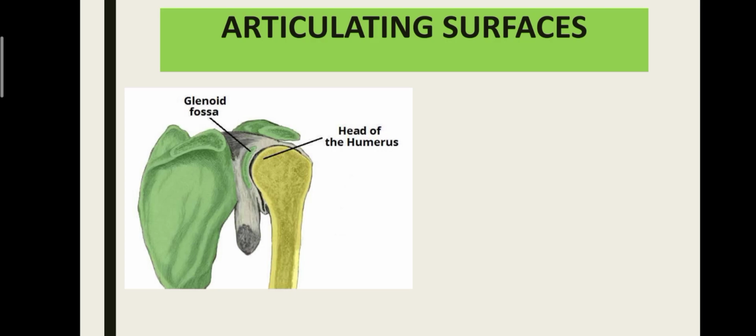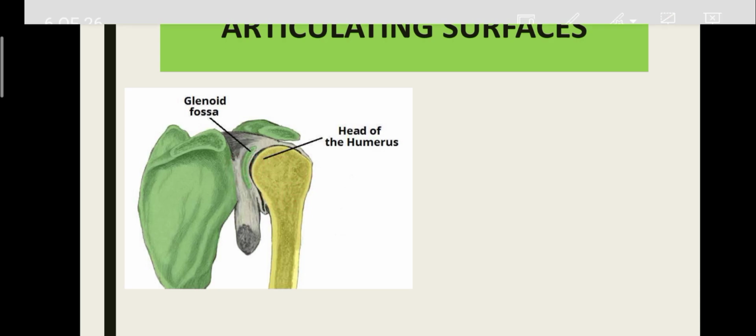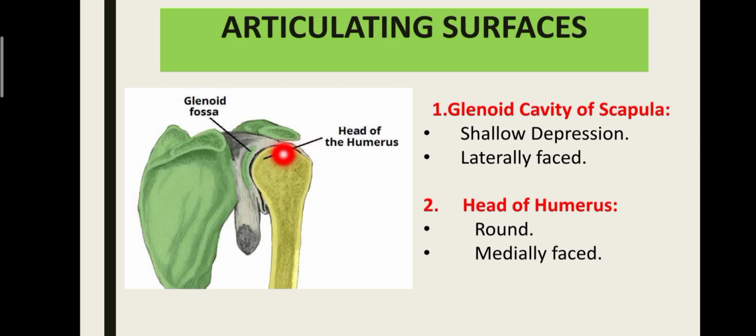Next is your articulating surfaces. Articulating surfaces here for shoulder joint are the glenoid cavity or the glenoid fossa and the head of humerus. Okay, these both articulate to form the shoulder joint. And see, have a look at the image. See, this is your glenoid cavity and this is your head of humerus. Glenoid cavity is a shallow depression and it is faced laterally. And your head of humerus is a rounded part and it is faced medially. Okay, so this is all about your articulating surfaces.